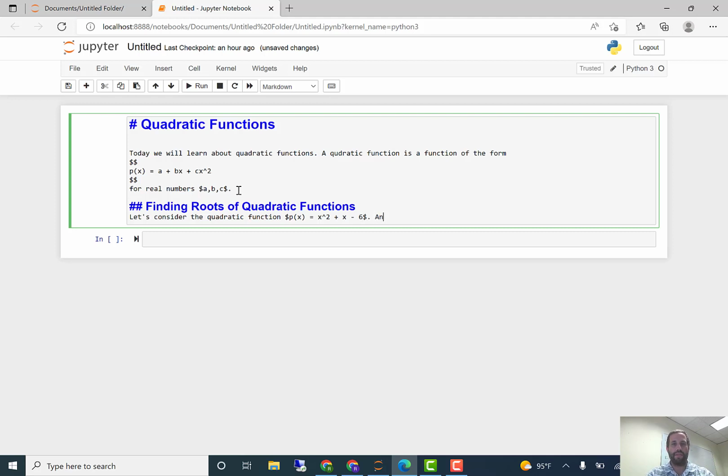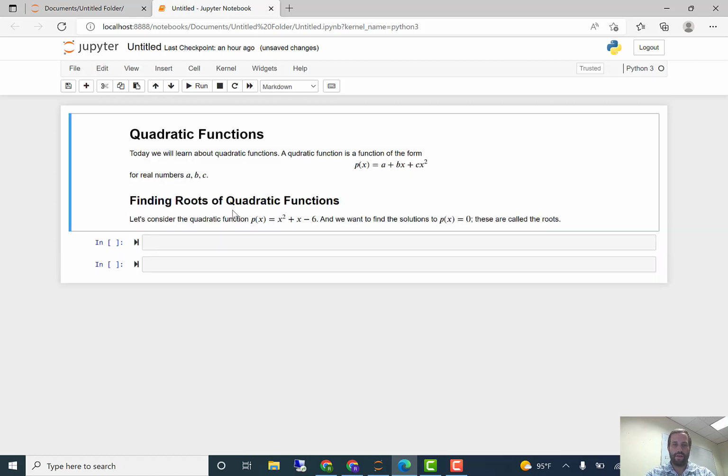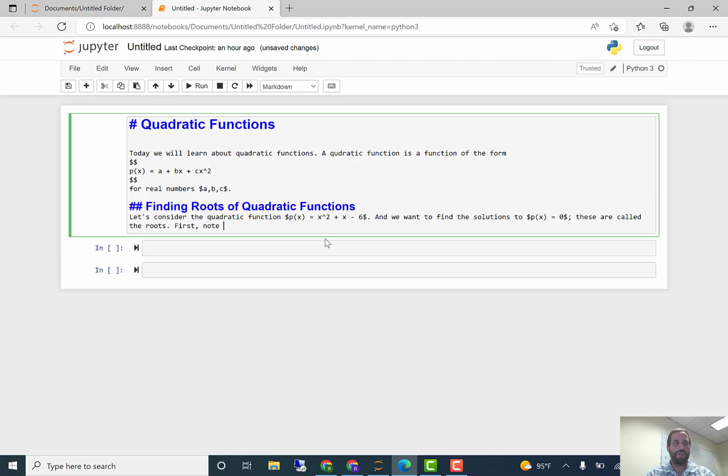And we want to find the solutions to p of x equals 0. These are called the roots. Okay, so there's two solutions. First, note that we can factor the polynomial as x minus 2 times x plus 3. So 2 and minus 3 are the roots.